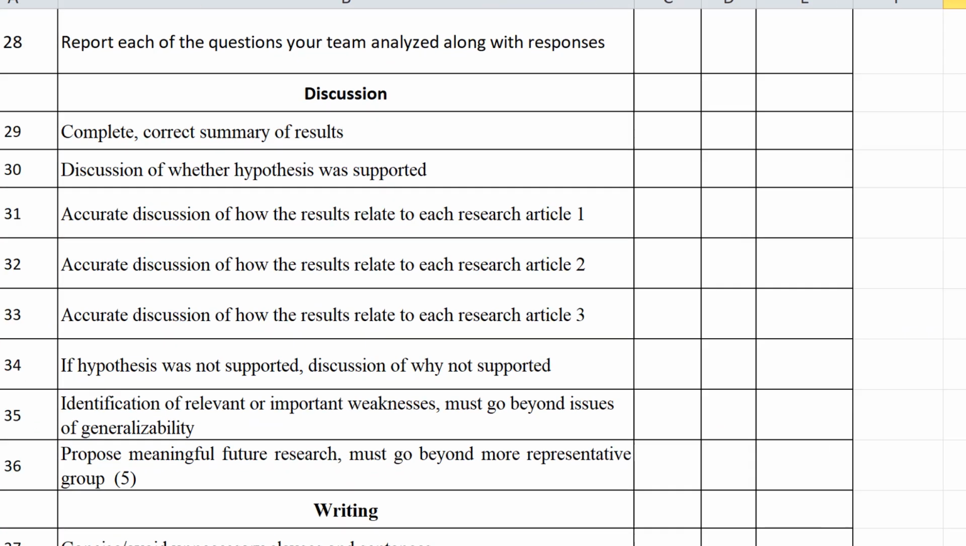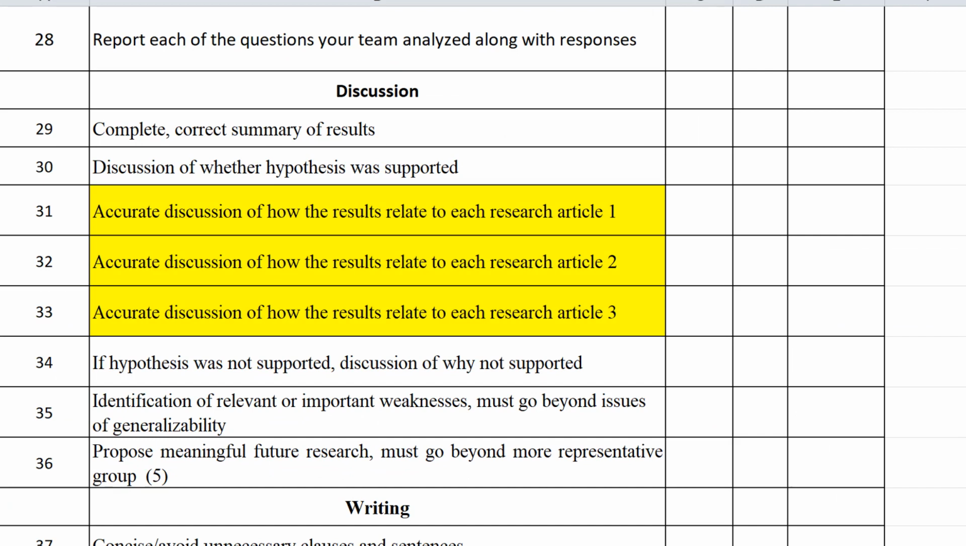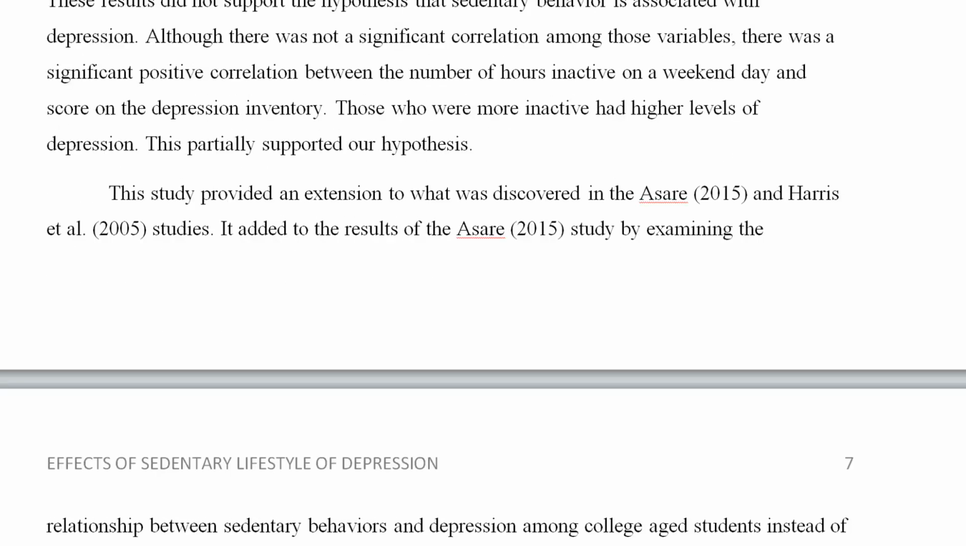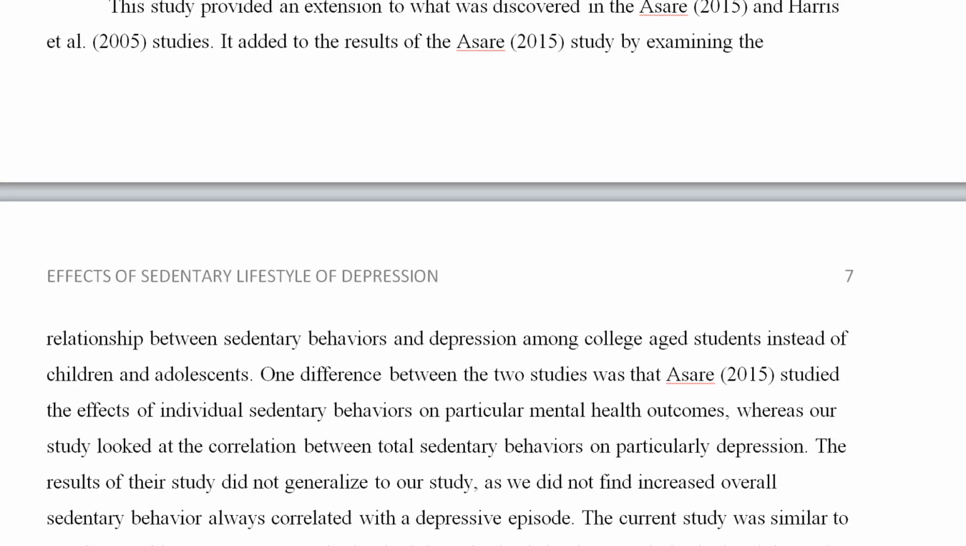Next, the discussion section should review the research articles discussed in the introduction and discuss how the findings of those three articles relate to the findings in this study. Again, let's look at the example from the student paper. The writer takes each of the studies that she had summarized in the introduction and relates those to her findings.